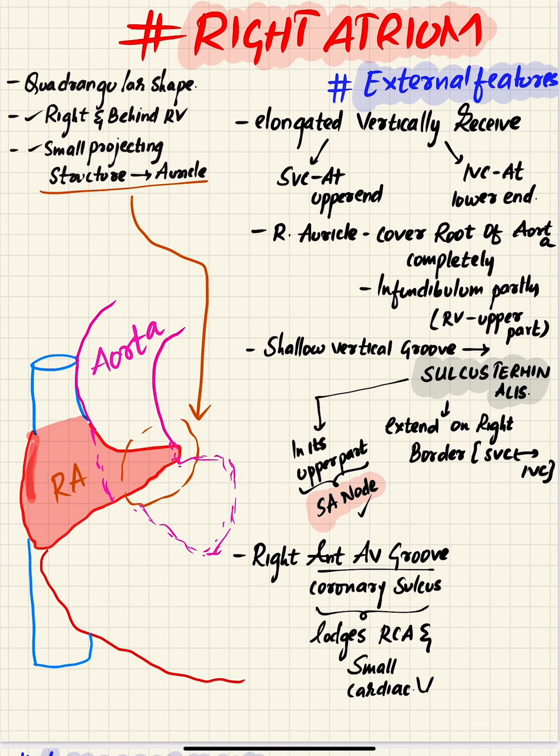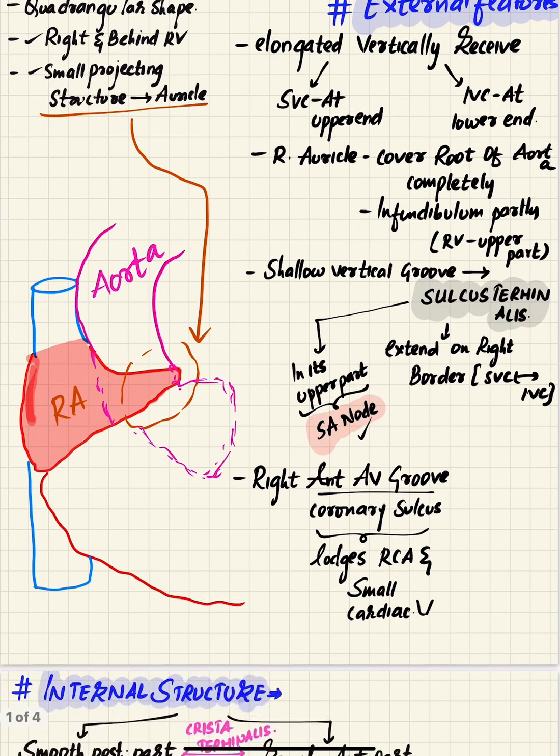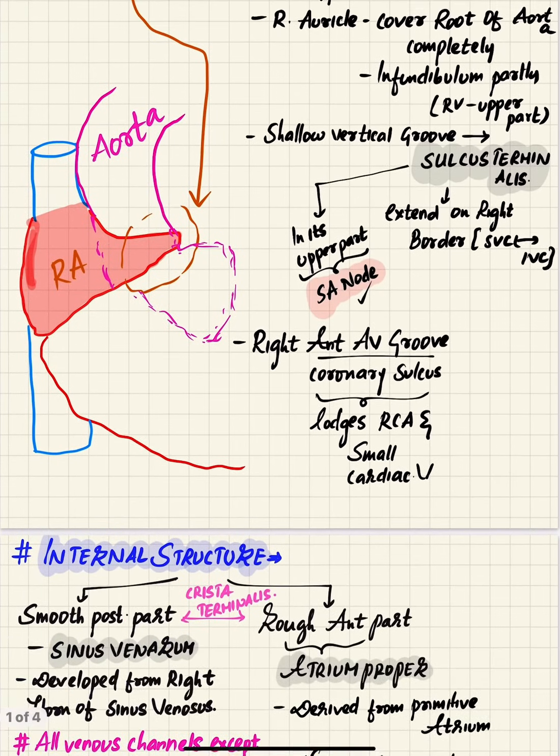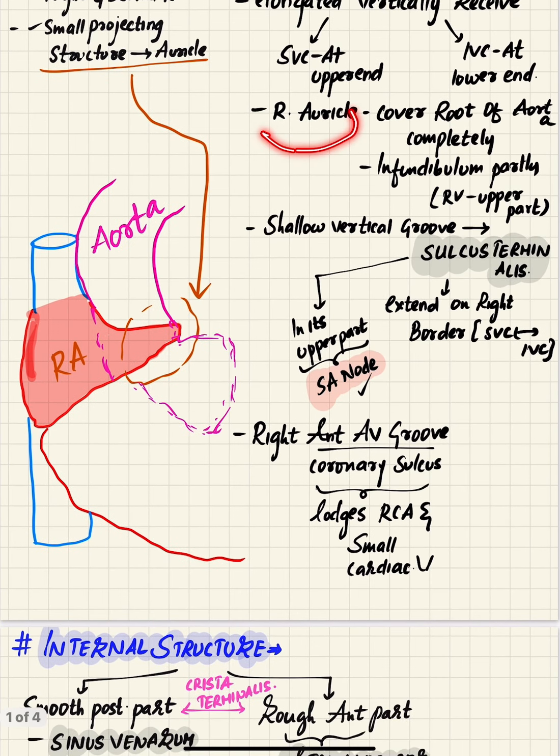So first let me talk about the external features. Look at this diagram. It is an elongated and vertical structure which receives the superior vena cava on its upper side and the inferior vena cava on its lower side. And this right auricle, which is an elongated structure, covers the root of the aorta, as you can see here, and also a part of the infundibulum, which is the small upper portion of the right ventricle.